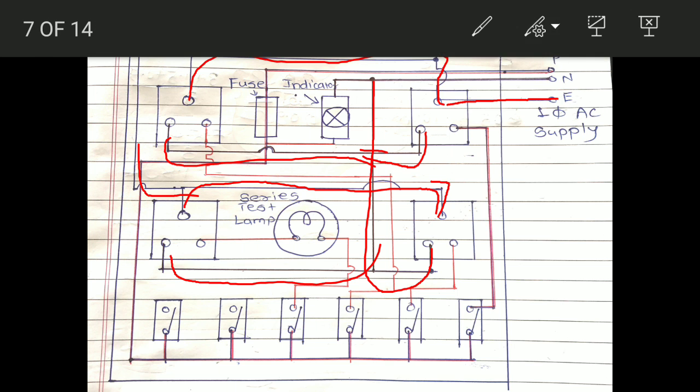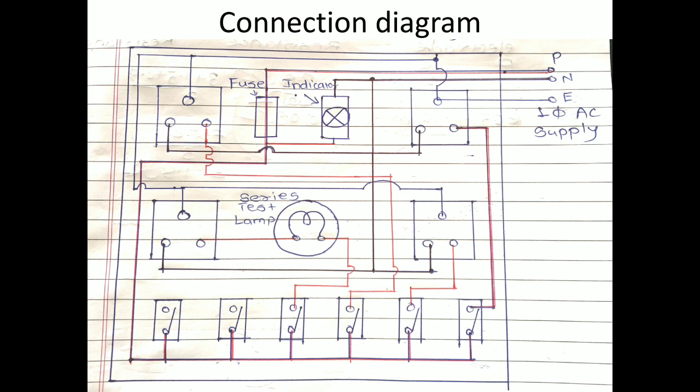Okay, neutral goes directly to the indicator and the left hand side of each 3-pin, and earthing is connected to the earthing point of every 3-pin socket. Okay, this is the simple connection diagram.